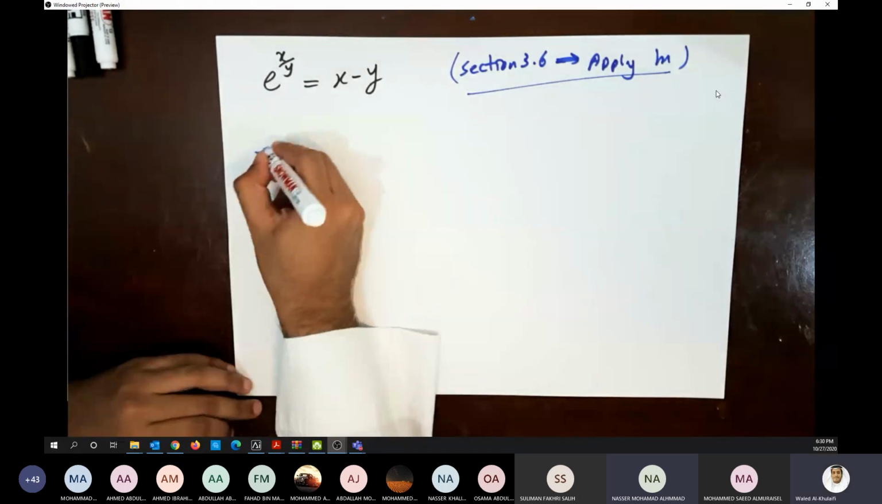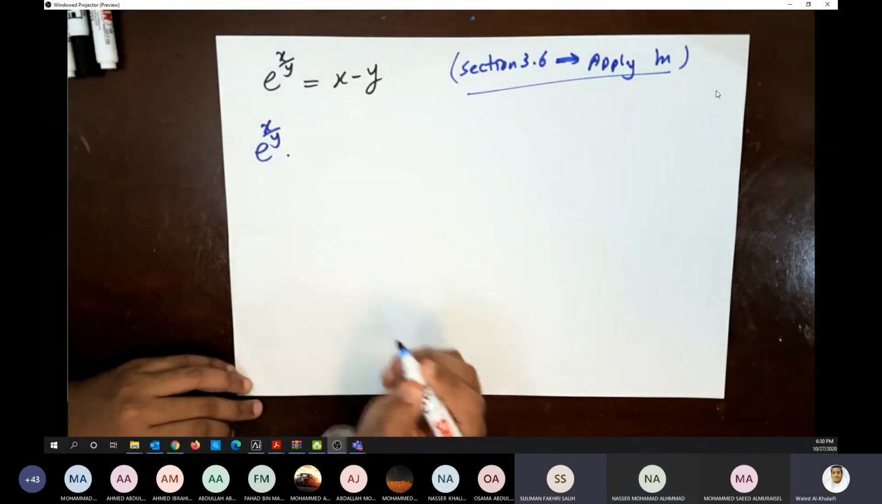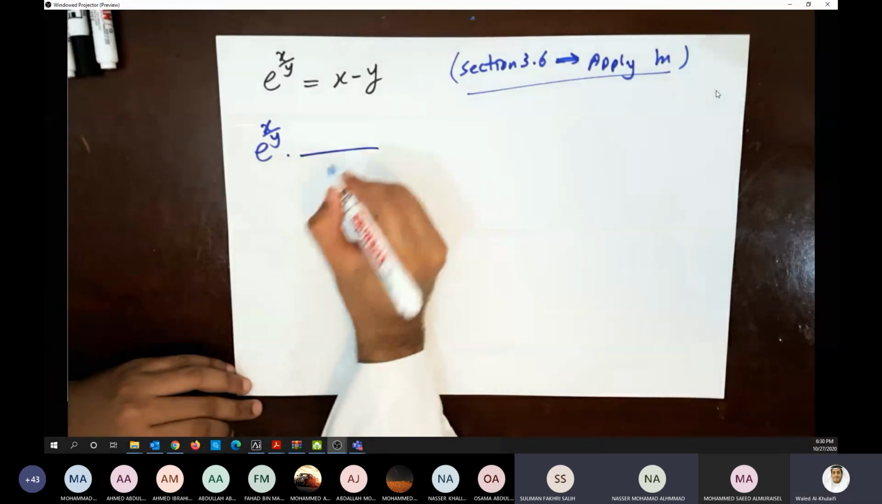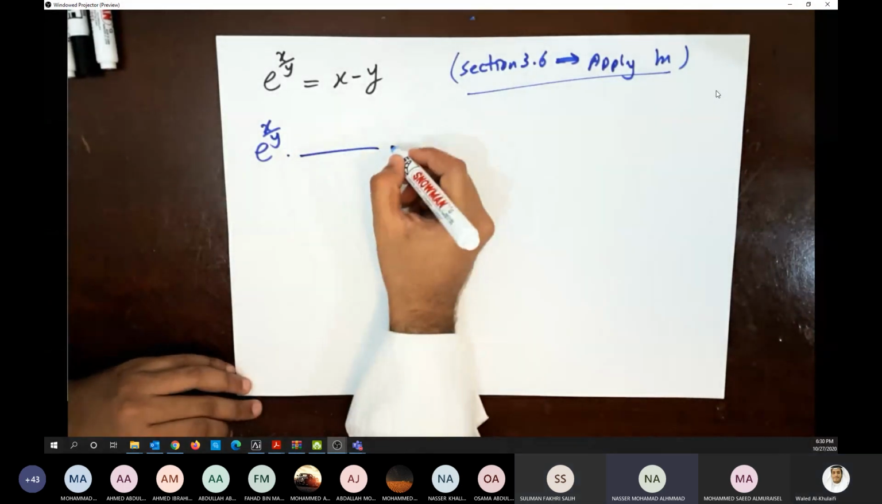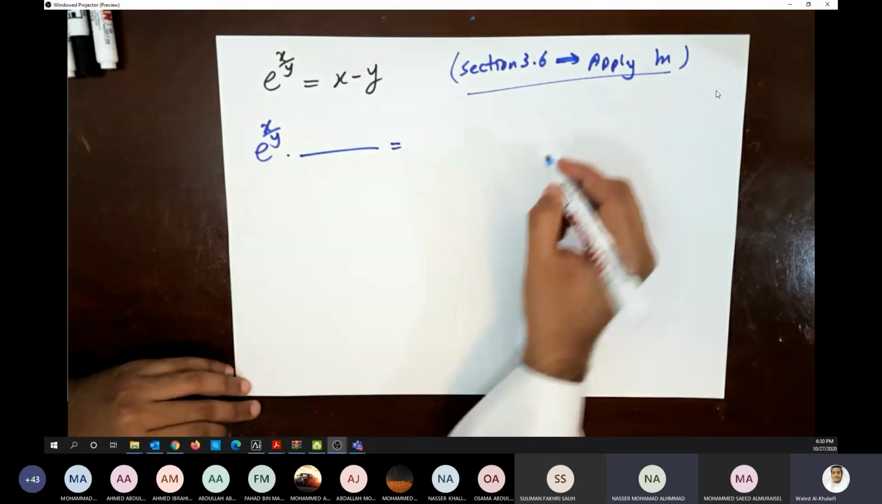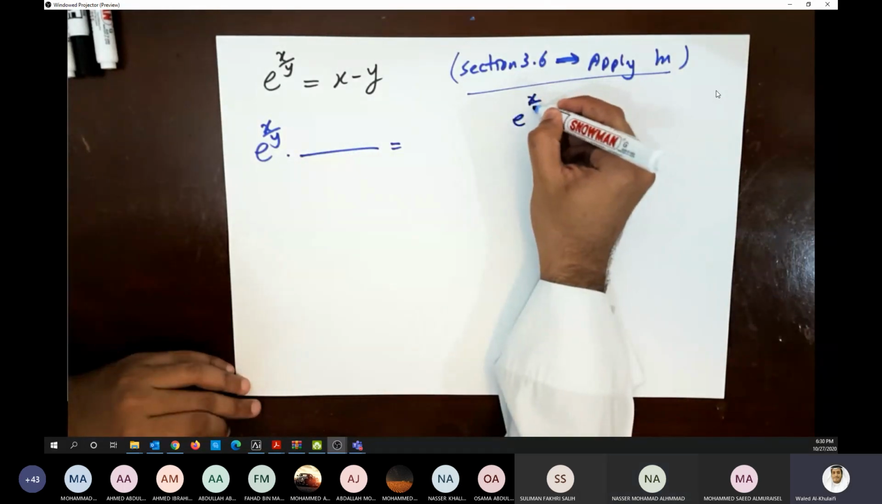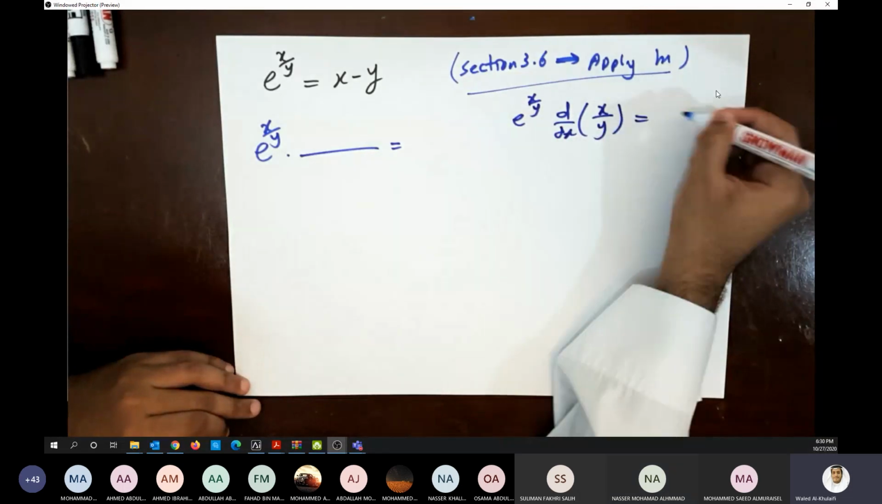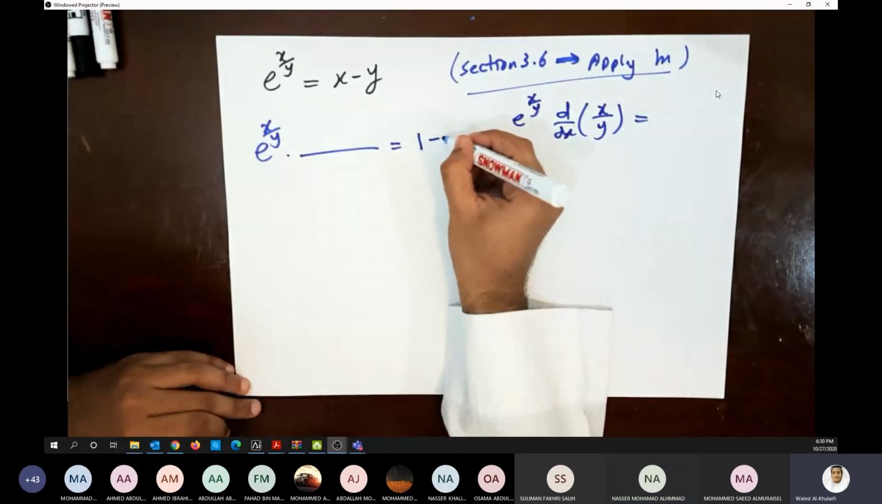e to the power of y, very good, times ln e, minus times y prime. Yes, Nasser. Equals 1 minus y prime. Okay, let me do it here. e^(x/y) times d/dx of (x/y) equals the derivative of the right hand side, which is 1 minus y prime.